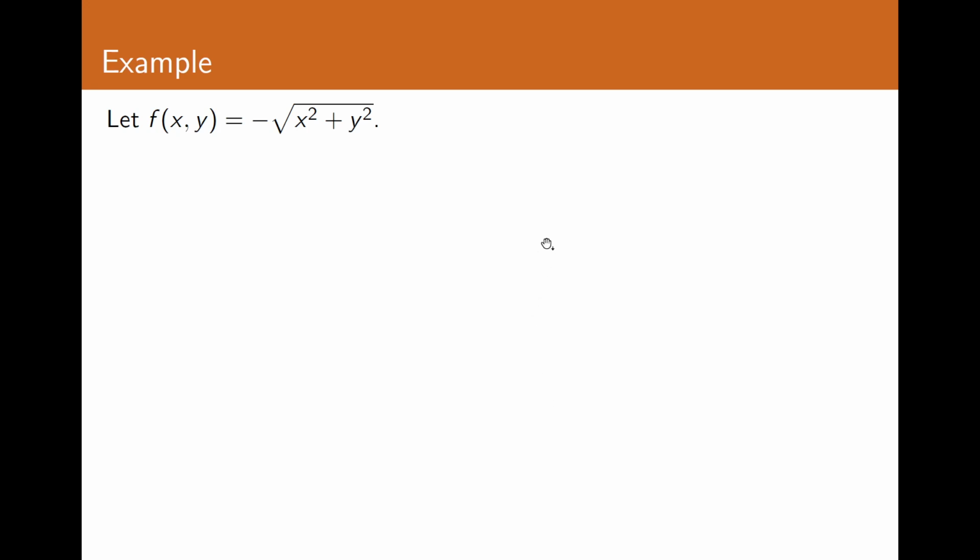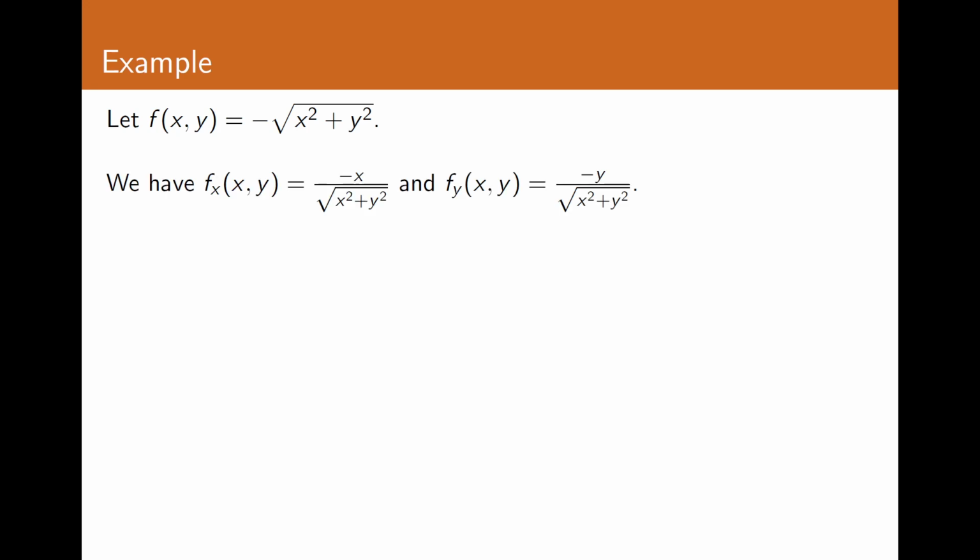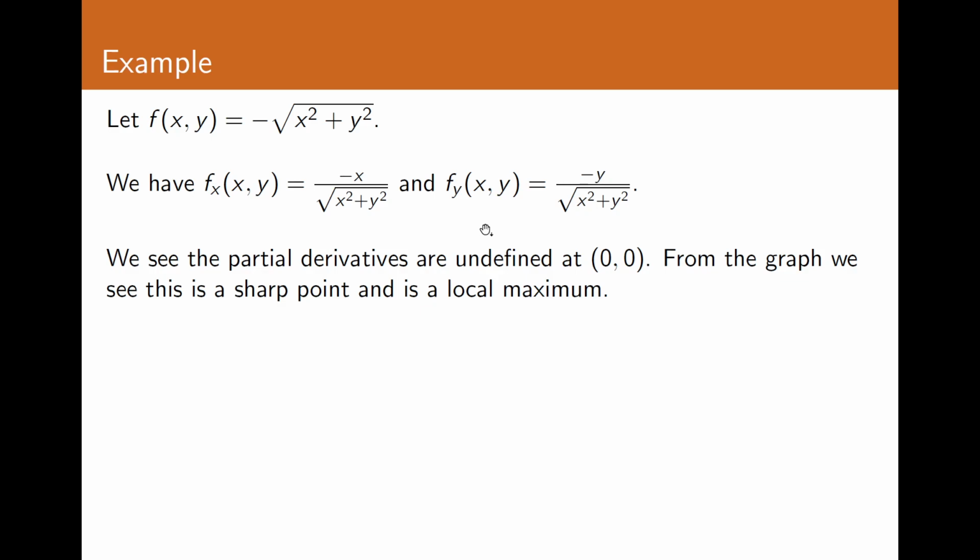Let's look at another example here. Let's take f of (x, y) to be negative square root of x squared plus y squared. So in this case, when we take the partial derivatives, the partial derivative with respect to x is negative x divided by the square root of x squared plus y squared. And the partial derivative with respect to y is negative y over the square root of x squared plus y squared. So we can see for these partial derivatives, both of them are undefined at the point (0, 0). So that means (0, 0) is going to be a critical number for us.